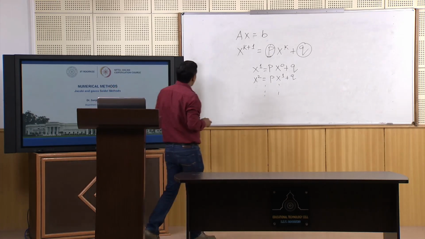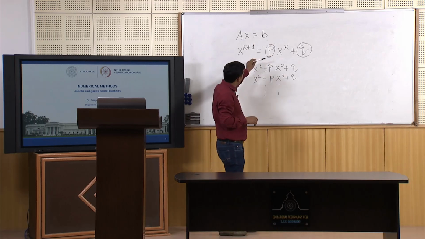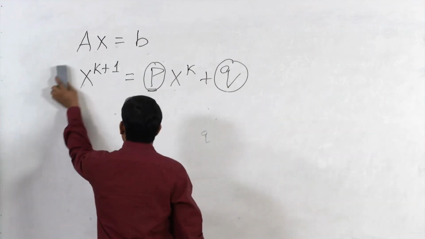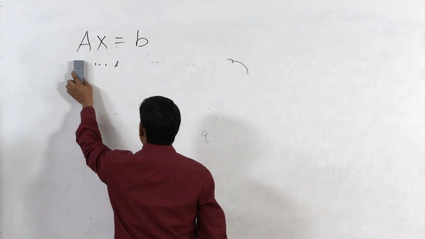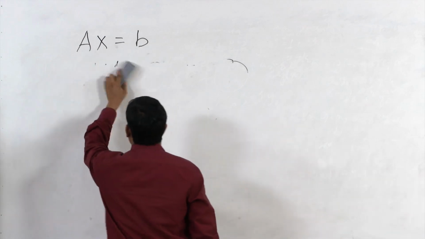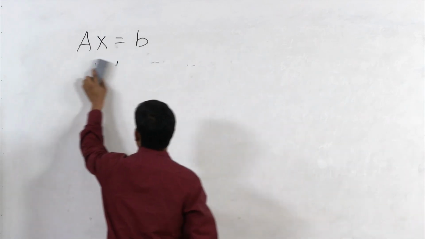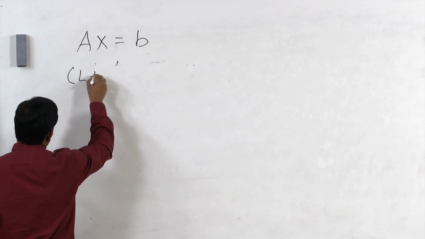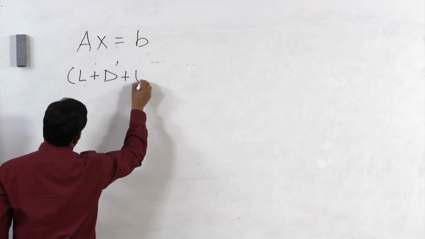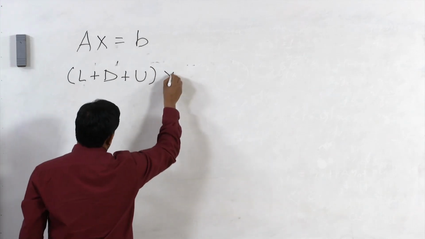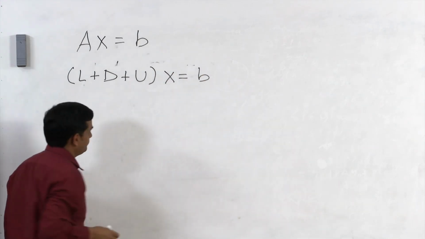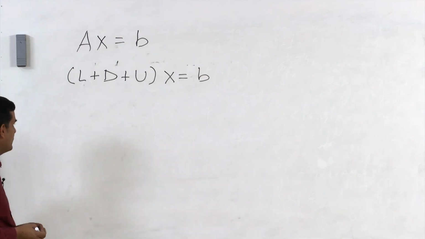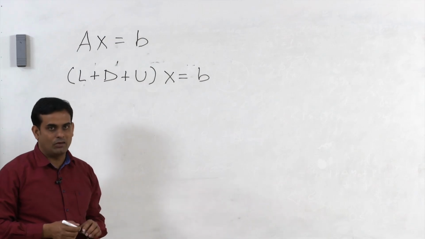Now, how to write this particular matrix P, that is the iteration matrix, and the column vector Q? As we know, we can always write a given n by n matrix A as the sum of 3 matrices, (L plus D plus U) x equals b, where L is a lower triangular matrix, D is a diagonal matrix and U is an upper triangular matrix.